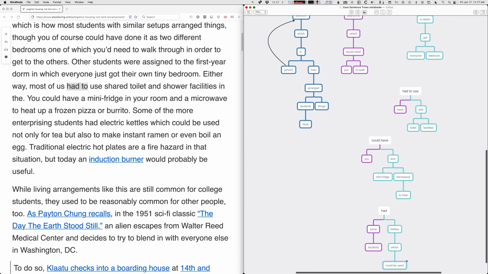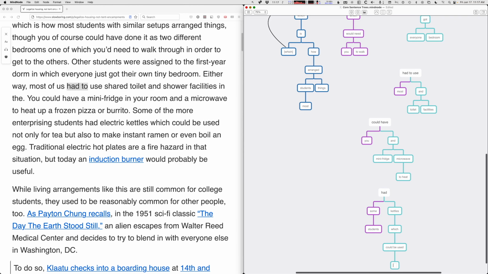And we have a could be used verb, so that's important. So then the implied subject here is the kettles. So it's the word which is repeated here, which is the subject and the conjunction, and then the which refers to kettles. So the kettles could be used for tea, but also to make. You know what? I'm just going to leave that out. That is the details of what they could be used for.